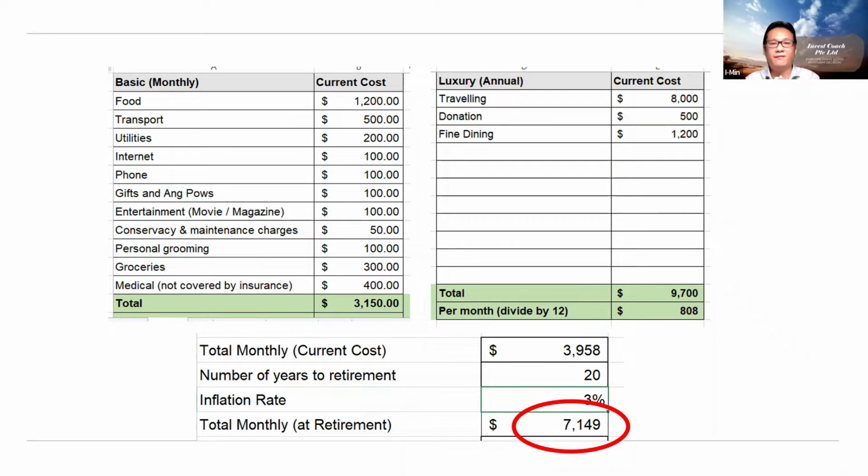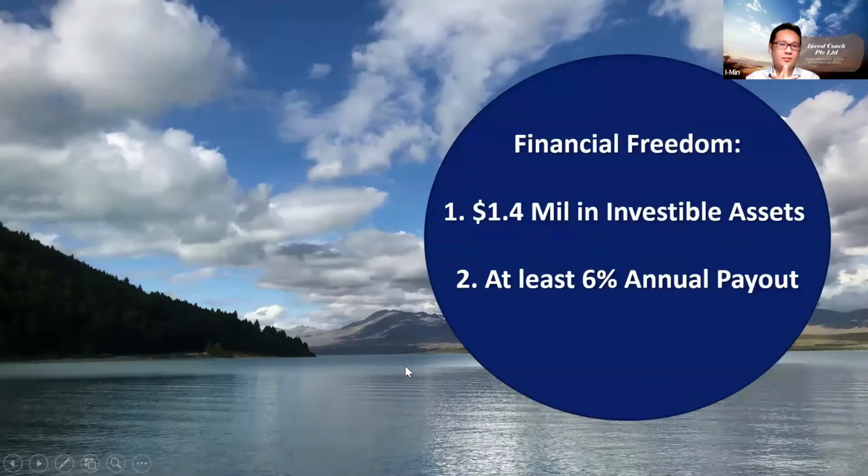Okay, so if I can achieve that, that means I am financially free. I can actually live happily ever after because the income can cover expenses. I don't have to worry about going to find money to find food. So this is how I set my objective. I basically need 1.4 million in investable assets to generate that $7,000 per month. This is based on at least a 6% annual payout.